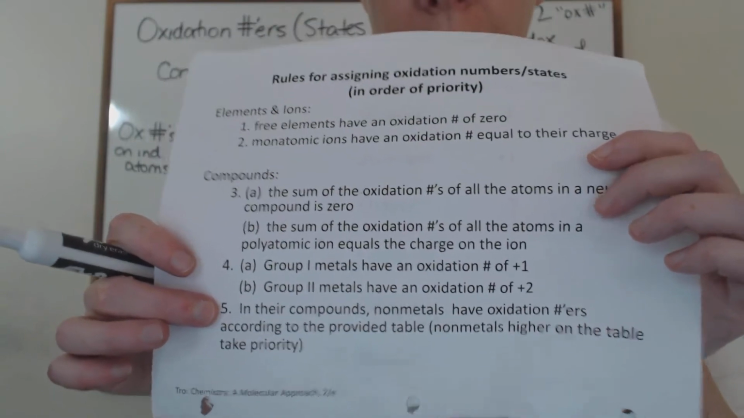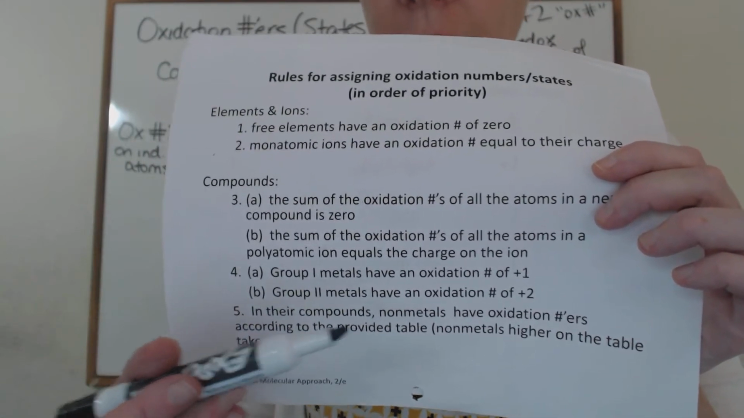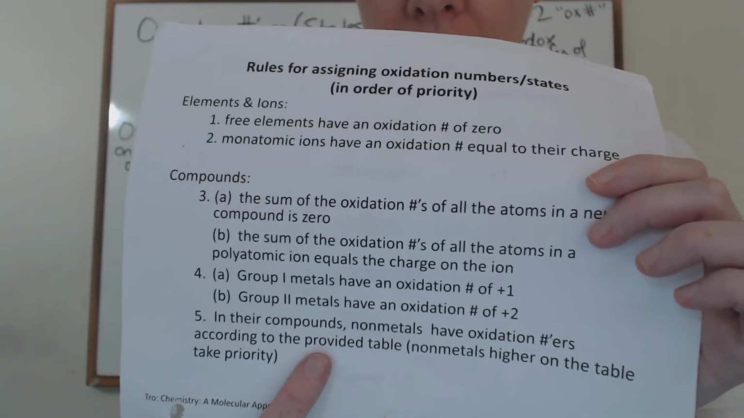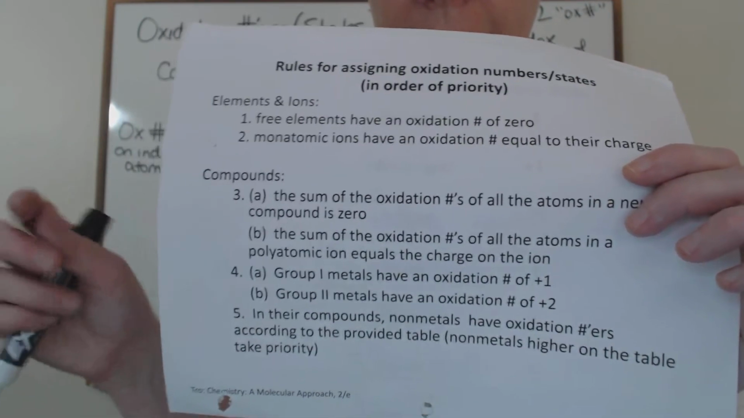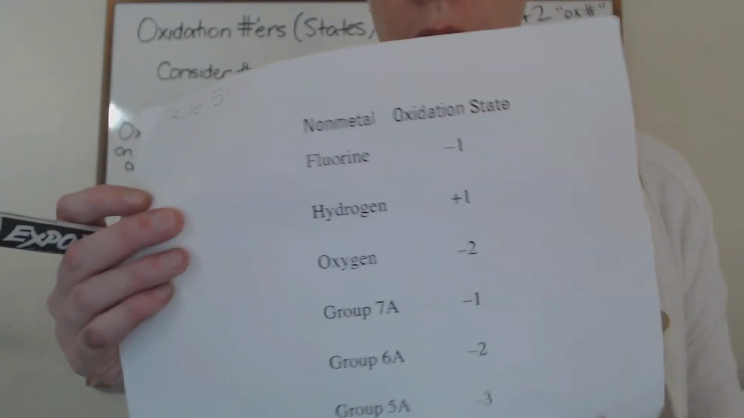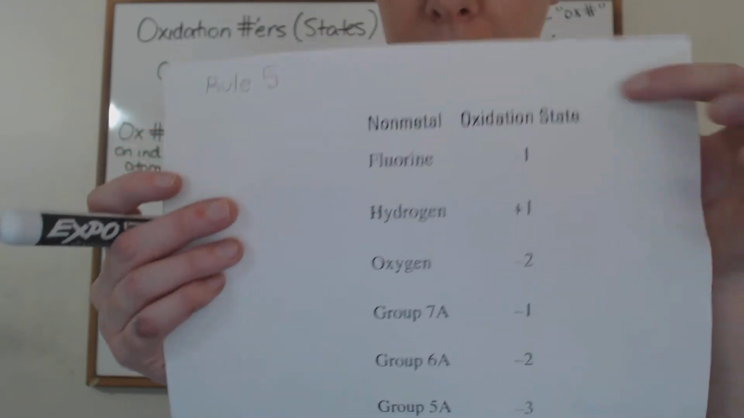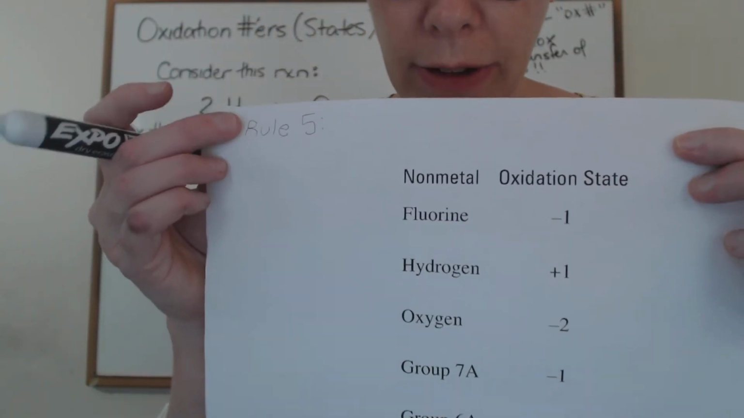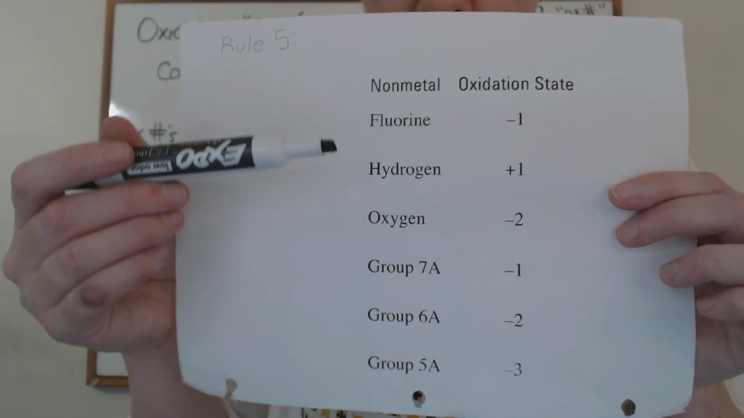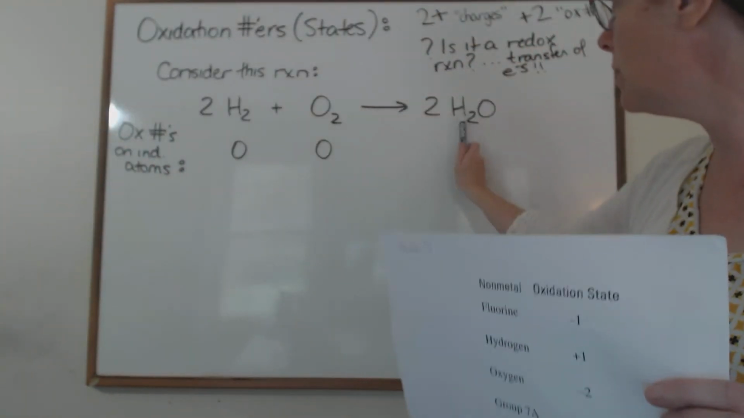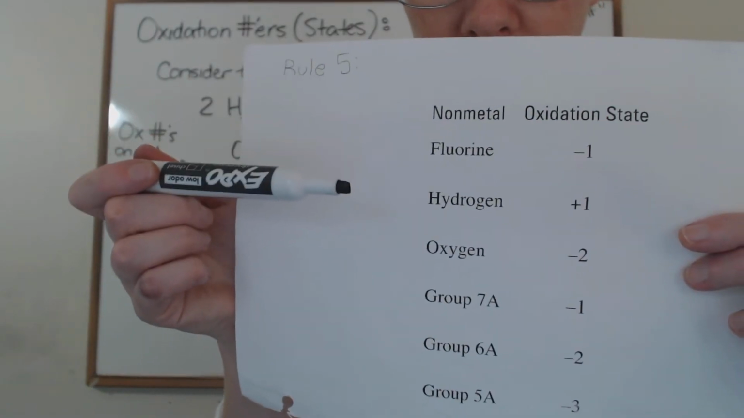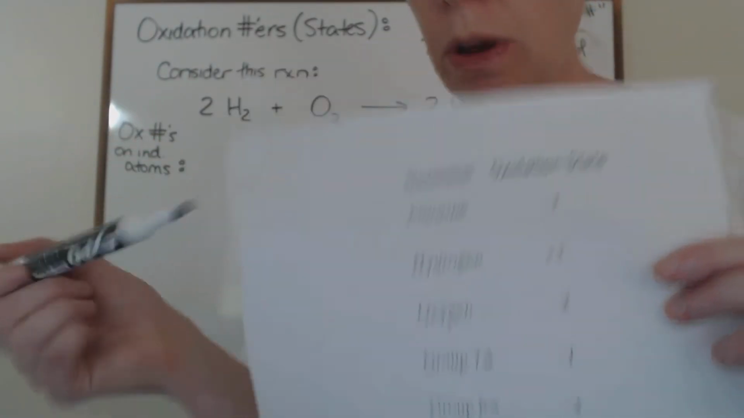Rule number 5, in their compounds, nonmetals. Okay, that's good because we've got 2 nonmetals here. Nonmetals have oxidation numbers according to the provided table, but nonmetals higher on the table always take priority. So then you move on to this table. This is the table that deals with rule 5. See how I wrote rule 5 right there? So what you do is you want to scan your eyes from top to bottom, and whatever element you see first, that's the one you write down first.